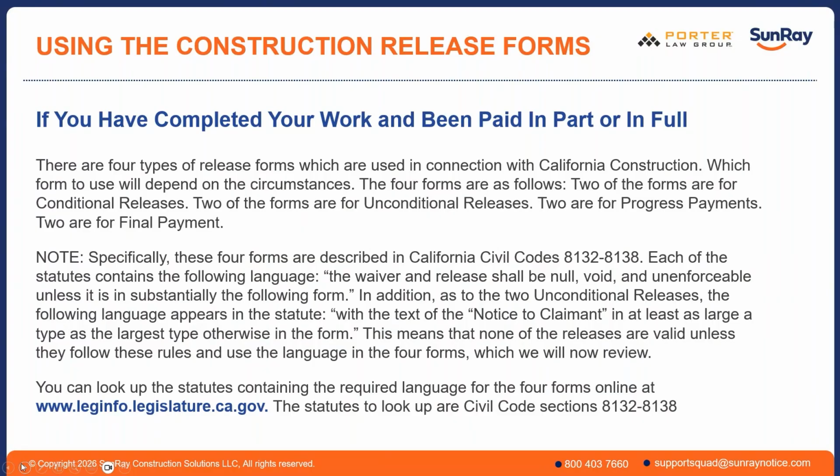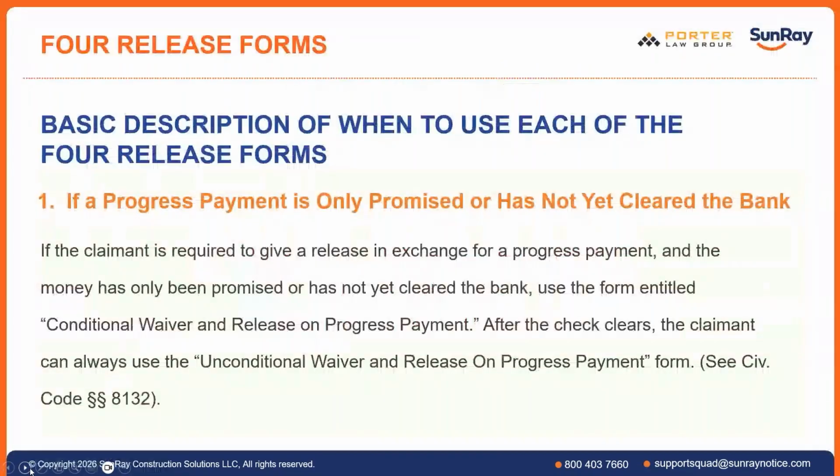If you want to look up the specific Civil Code sections that apply to this, you could just go online and Google California Civil Code and look up 8132 through 8138, and you will see the language in these releases. And by the way, companies are not supposed to change the language in these releases. The language is supposed to be exactly as written in the statute. People try to change them sometimes to lessen the protections that you might have.